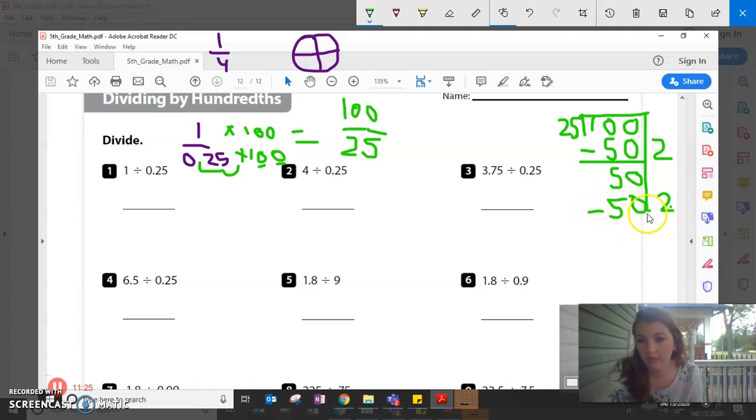Again, I'm going to subtract out to see how many people are left. 50 minus 50 is 0. Over here, I'm going to draw a line because I'm now done dividing because I have 0 left over. And I'm going to say how many people did I put on each bus. At first, I put 2, and then I put 2 more. 2 plus 2 is 4. So my answer to number 1 is 4.